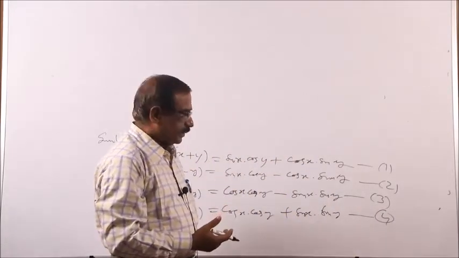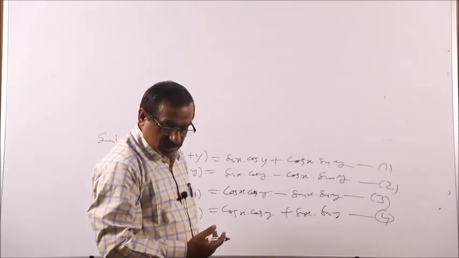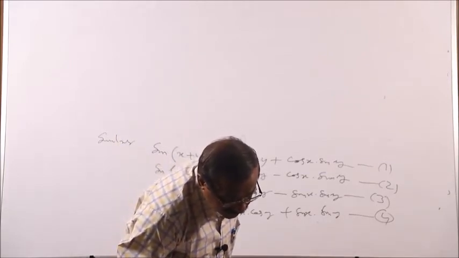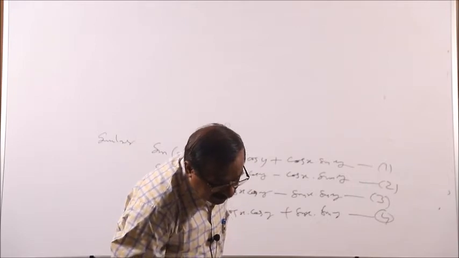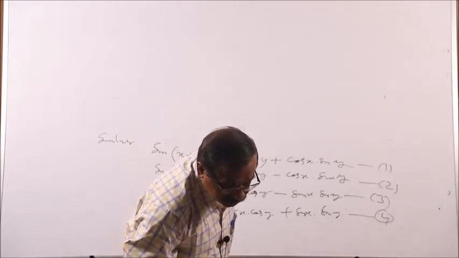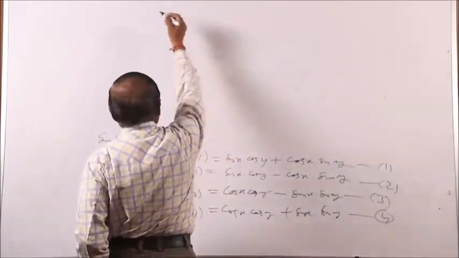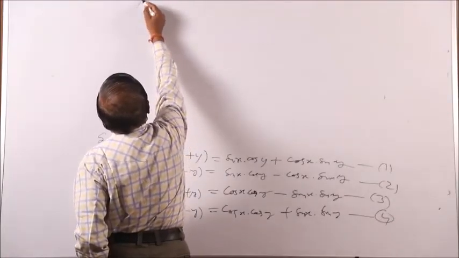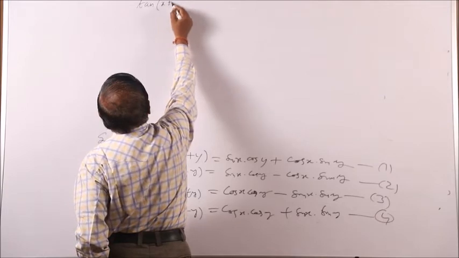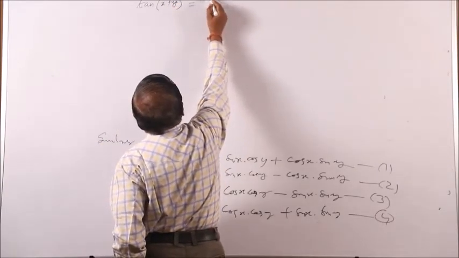Now, we have expressed the compound angles of sin and cos. Now, we will derive the compound angles for tan and cot. Yes. Now, we have to prove this, tan (x plus y). We have to derive this formula.